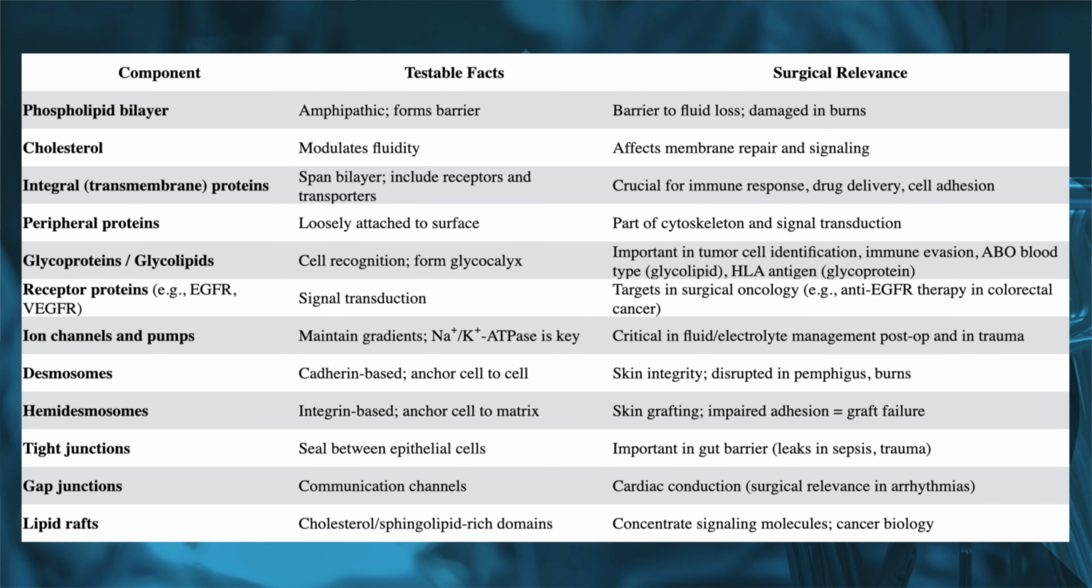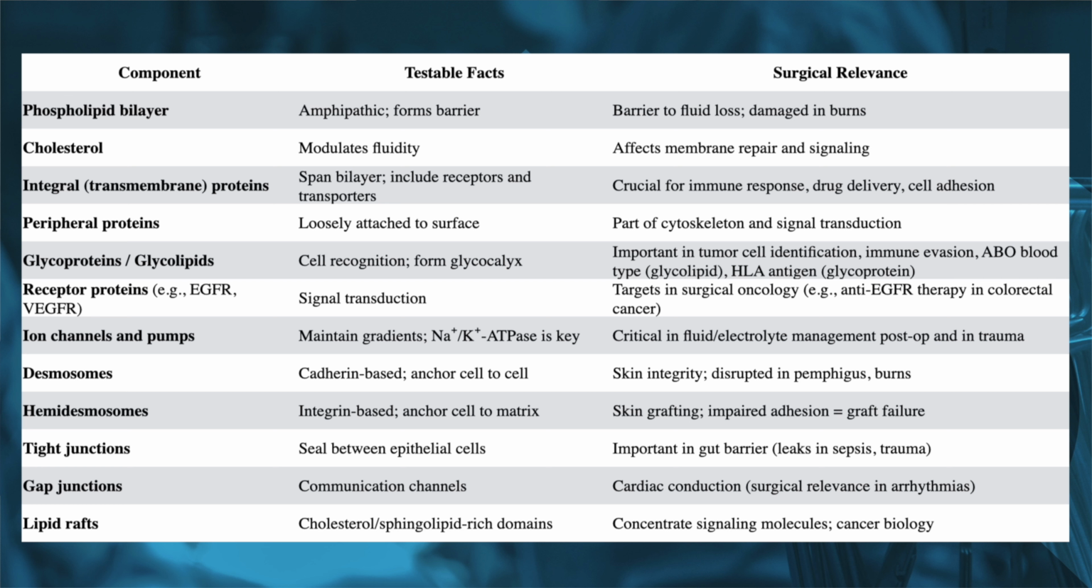So take a look at this table, and here I'm going to show you some of the important aspects of the cell membrane. So number 1 is that it's a phospholipid bilayer. What are the testable facts? So it's amphipathic, also forms a barrier. And when we get damage to that cell membrane, so for example in burns, we can get fluid loss and electrolyte loss.